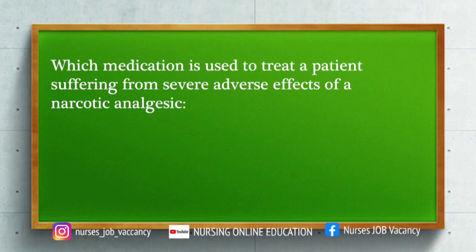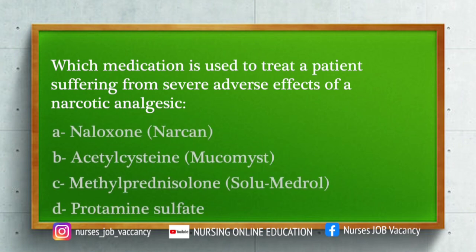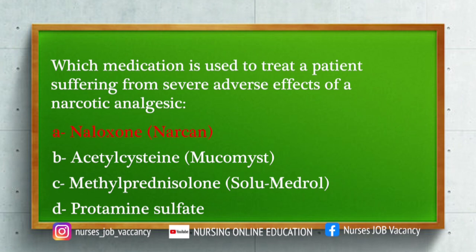Next question. Which medication is used to treat a patient suffering from severe adverse effects of a narcotic analgesic? A. Naloxone, Narcan. B. Acetylcysteine, Mucomyst. C. Methylprednisolone, Solumedrol. D. Protamine sulfate. The right answer is A. Naloxone, Narcan.